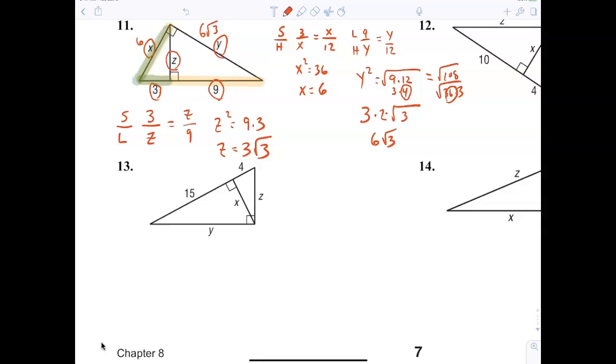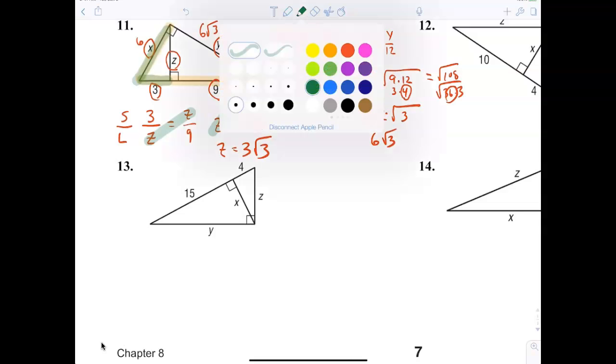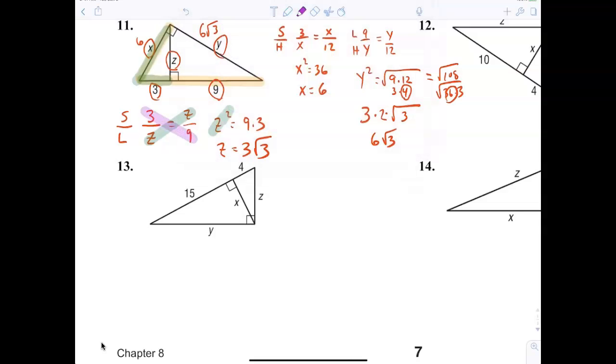Everybody okay with that? Why z squared? Remember, because we're cross multiplying: we're going z times z. That's how I got z squared. And then we just do 3 times 9, but we're not going to make it 27, because I'm going to break it down to take the square root. When I take the square root of 9, it becomes 3, and then the 3 is left behind. All right? So here we go.